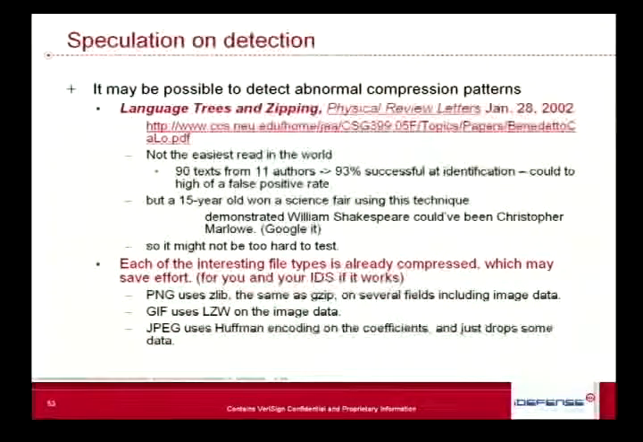You also might be able to use some techniques which were mentioned in the paper called language trees and zipping. The idea was they used gzip on a bunch of texts from different authors, and were able to identify the authors just by the compression ratios. They got a 93% success rate, and I think 93% for an IDS is probably a bit low. But it should be really easy to do.